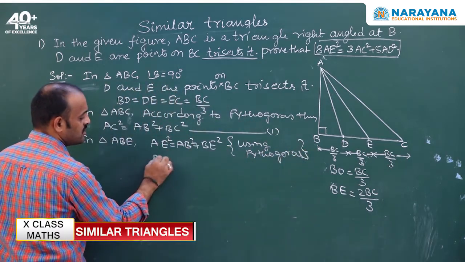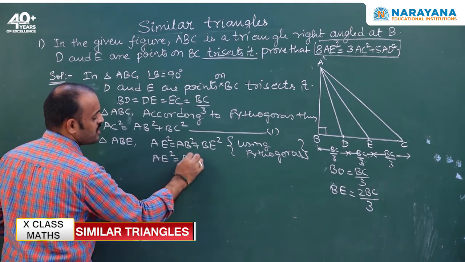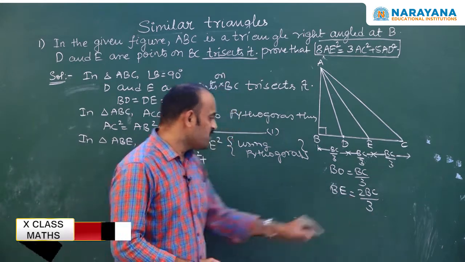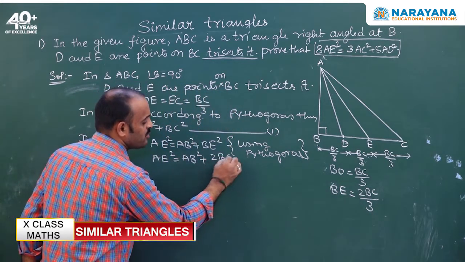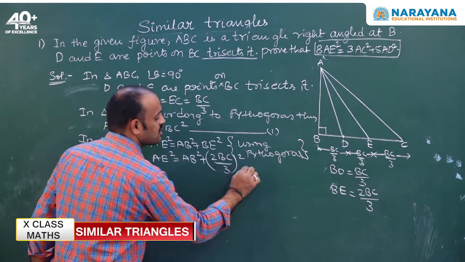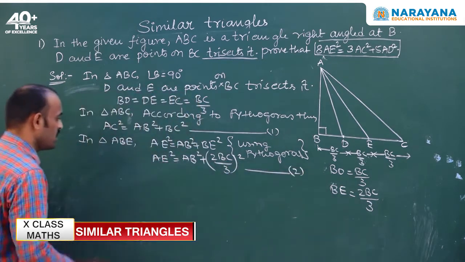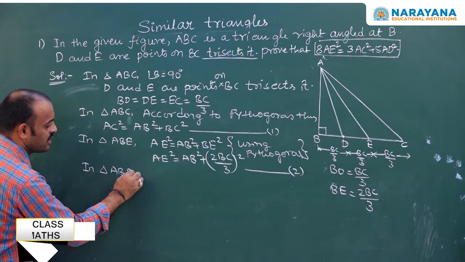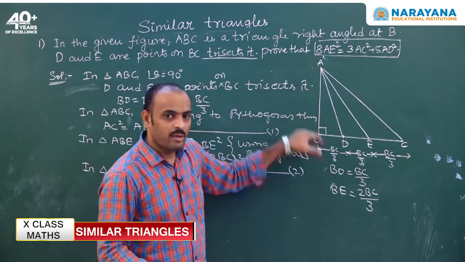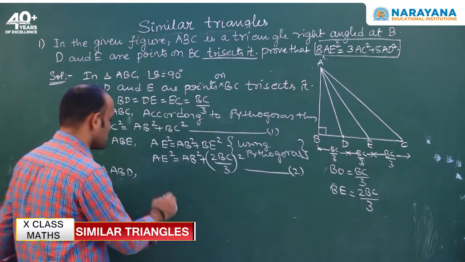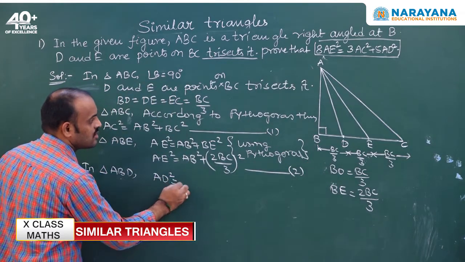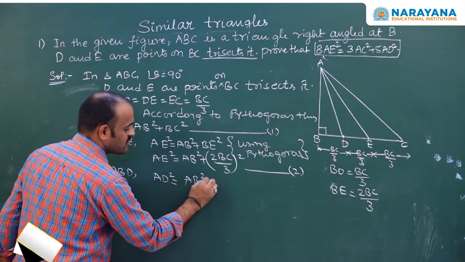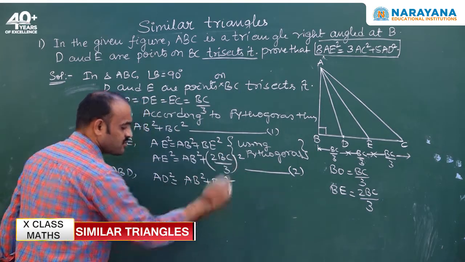But we know that AE square is equal to AB square plus, already we know the length of BE, which is 2BC by 3, 2BC by 3 whole square. This is the second one. And in triangle ABD, third right angle triangle, AD square is equal to AB square plus BD square.